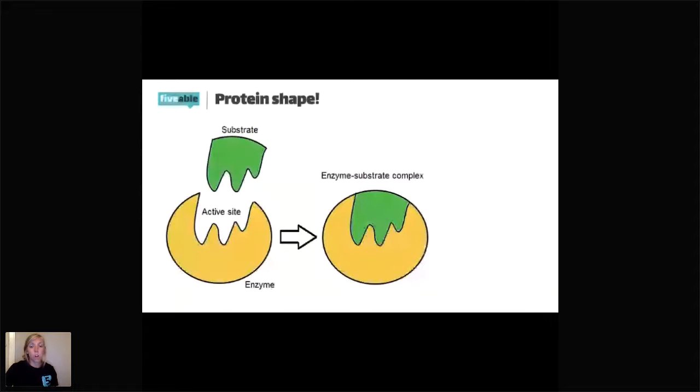If for some reason you've been altered, because your amino acid sequence is altered, or maybe because the environment changed, it got really hot, pH went low, pH went high, your active site's not going to look like this anymore, and you will literally not be able to do your job.